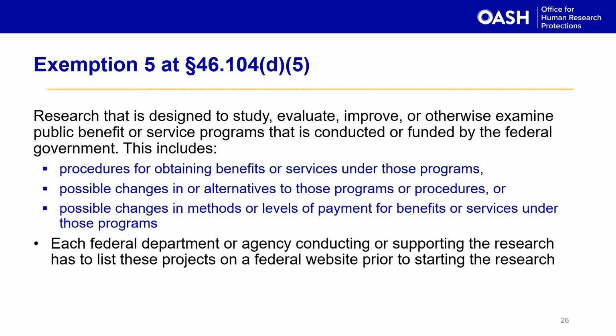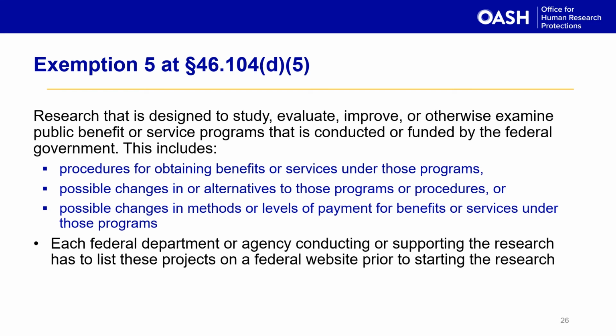Exemption 5 is a less frequently used exemption. It's for research studies or projects that look to study, evaluate, improve, or otherwise examine public benefit or service programs. This research must either be conducted by a federal agency or supported by one, which is typically funded through a grant. In other words, the government is conducting this research directly or giving money to a non-government entity to do this research. Additionally, these research projects must be listed on the agency's website before the research begins.